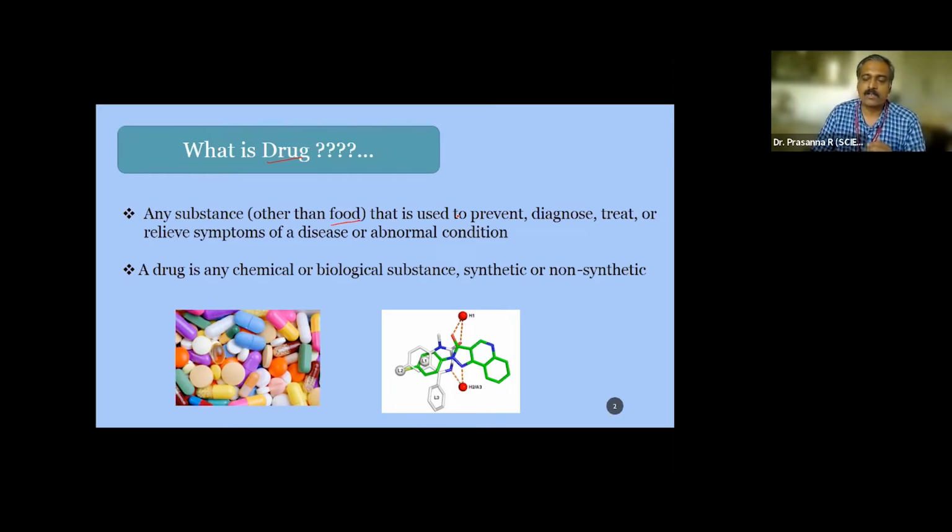If the therapeutic effect is less and the undesired effect is more, then you call the substance a poison. The drug, as we say, can be a chemical or a biological substance, and it can be of synthetic or non-synthetic origin as well.